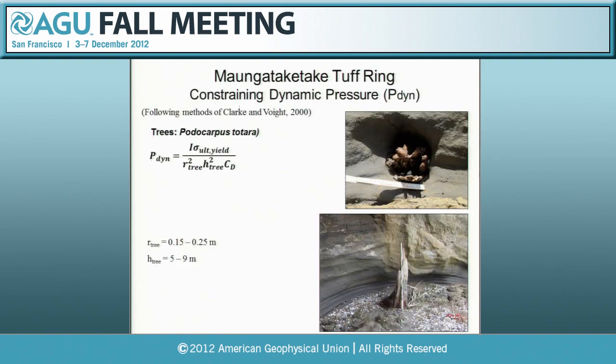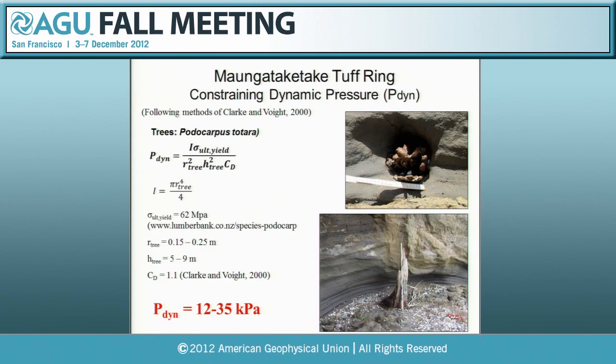Okay, so we use the tree distribution to estimate the dynamic pressures. So we know that the trees are podocarp trees, and we have measured the radius and constrained the height of the tree. So this is calculating the dynamic pressure necessary to knock down the trees of this composition. This is the equation here, where I is the moment of inertia for a given radius of the tree. This is the yield strength, which for this type of tree is 62 megapascals. And we have a coefficient of drag, which is assumed to be 1.1, which is an approximation for dilute currents. So given this, we have dynamic pressures in the range of 12 to 35 kilopascals.